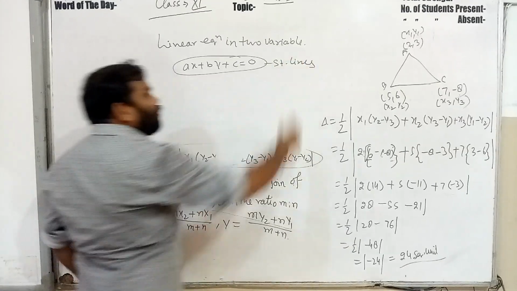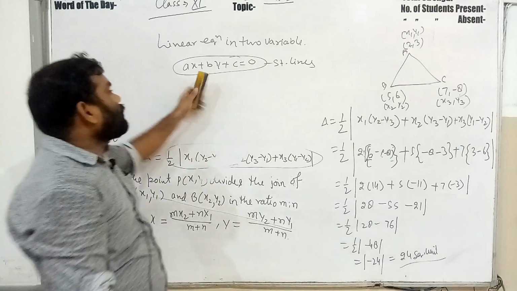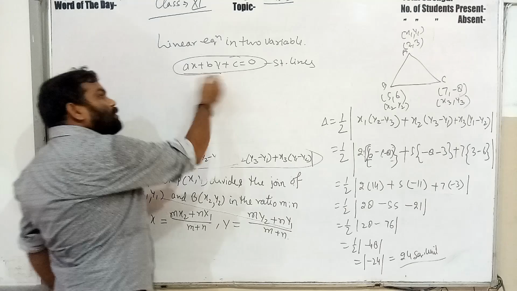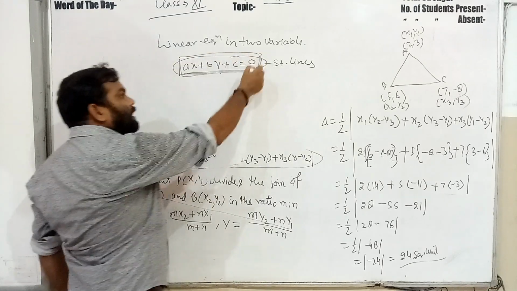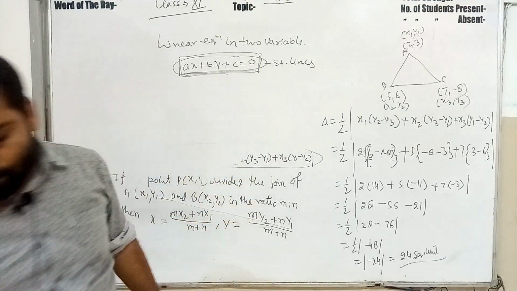Okay, so if you got the point, we are going to start our chapter, that is straight lines. Here this is the basic formula for straight lines. We will derive different formulas of straight lines from these points only.